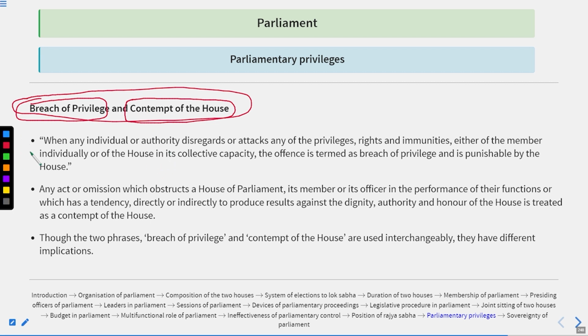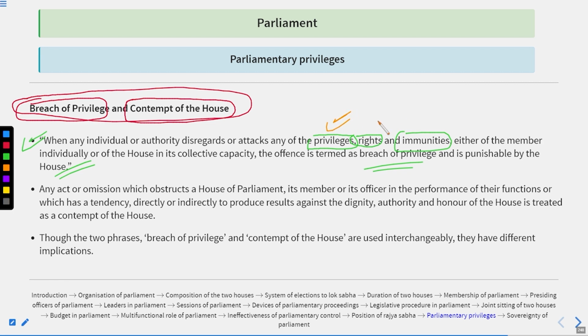So if we start with this, we can say when any individual or any authority disregards or attacks any of the privileges, rights and immunities either of the member individually or of the house in its collective capacity, then this is known as the breach of privilege and it is punishable by the house.